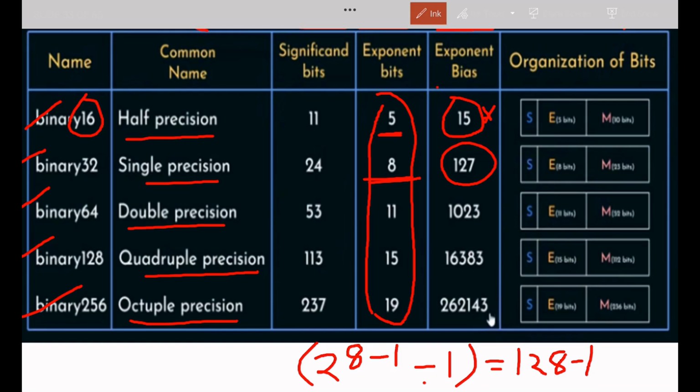Similarly, you can find these numbers easily with the help of the formula. So no need to remember these numbers. You have to remember only this: 5, 8, 11, 15 and 19. And these numbers also you can easily understand.